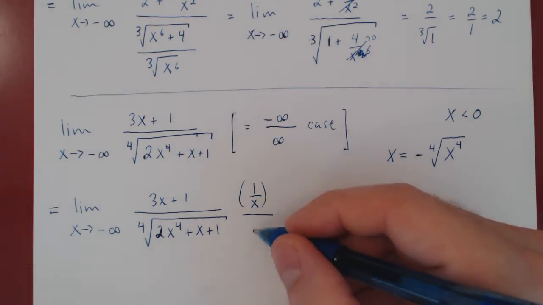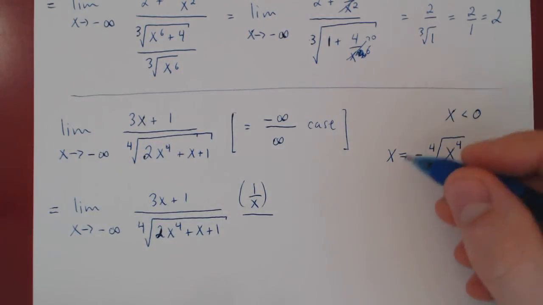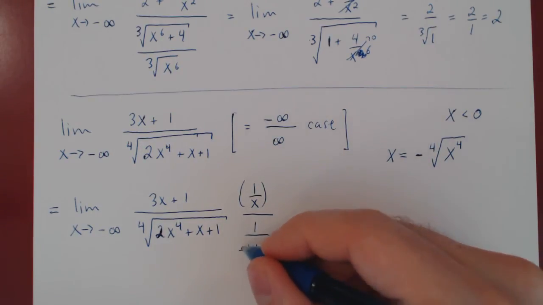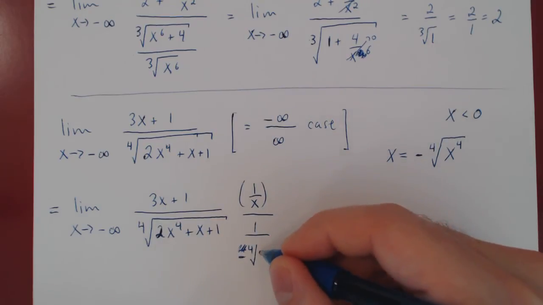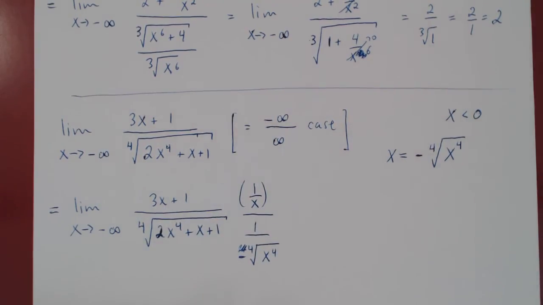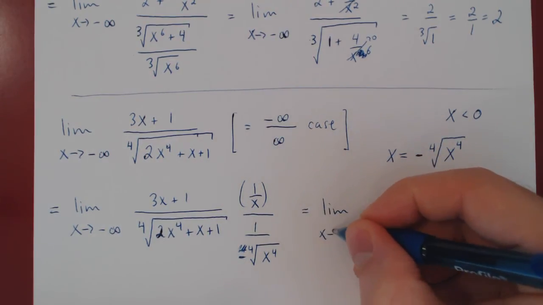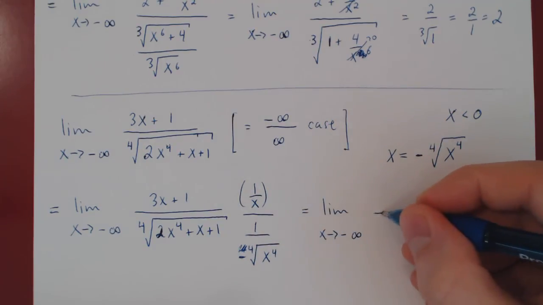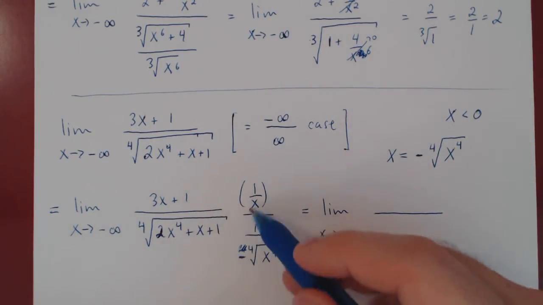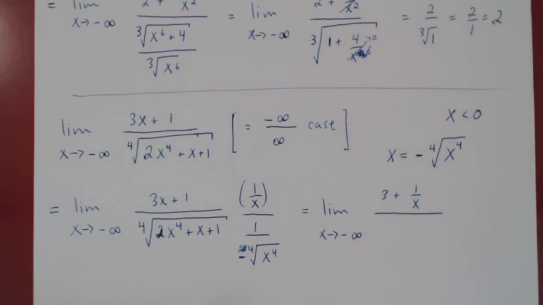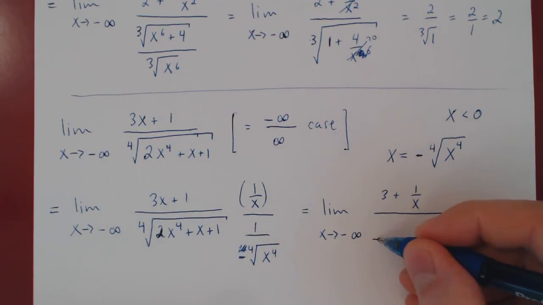And so instead of writing 1 over x, we'll make the substitution right away. 1 over negative the 4th root of x to the 4. We can multiply out now and simplify. 3x plus 1 times 1 over x is 3 plus 1 over x. Here we can combine already. We'll leave the negative up front, so negative.